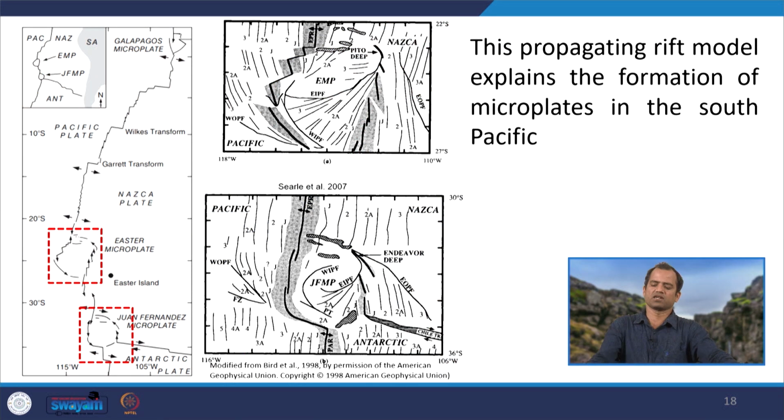So, this propagating rift model explains the formation of microplates in the South Pacific. We have this microplate here, Juan de Fuca, and here we have the Easter microplate. So, these microplates either become an independent plate, sometimes merging with this plate, sometimes merging with that one. They depend upon the orientation of the propagating rift system.